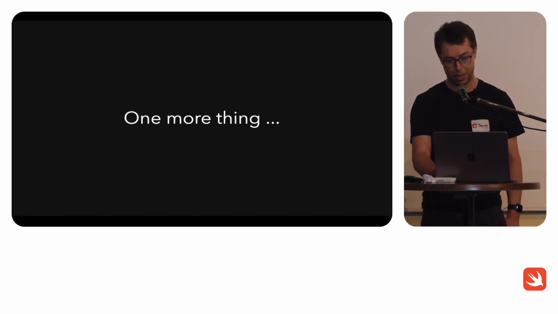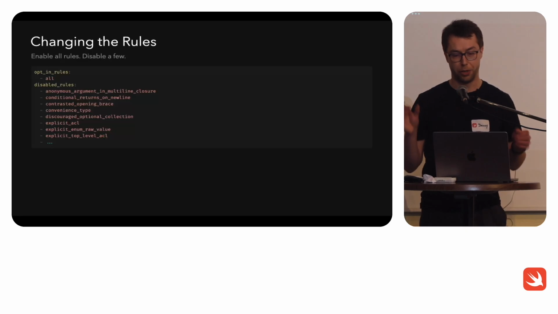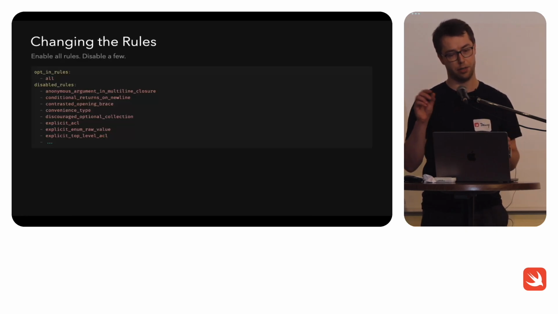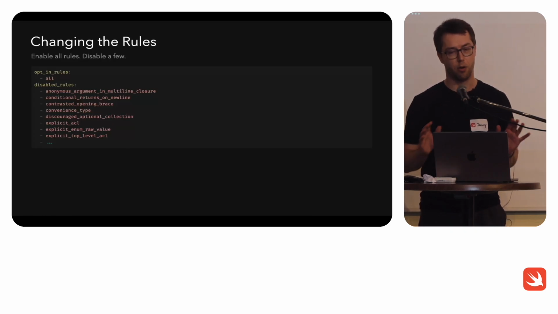Okay, that's it for the rules I wanted to show you, but there's one more thing I want to tell you. And this is the special all keyword that you can use in your configuration. And this is going to change the rules because it says that, so you put into your configuration, in the opt-in rules section, you put the little all, and it says that from now on, all the rules of SwiftLint are enabled. And you only list the ones that you don't like, that contradict each other, or that cause too many violations at the moment in the disabled rules section.